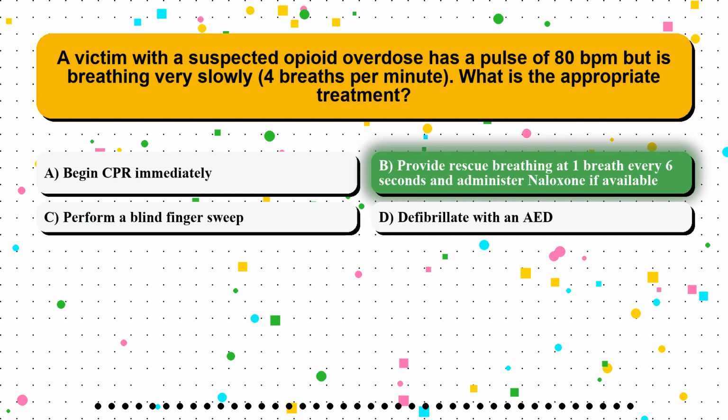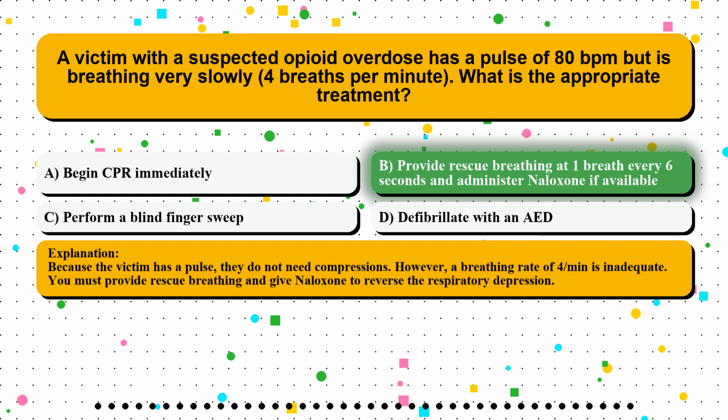The correct answer is option B, provide rescue breathing at 1 breath every 6 seconds and administer naloxone if available. Because the victim has a pulse, they do not need compressions. However, a breathing rate of 4 per minute is inadequate. You must provide rescue breathing and give naloxone to reverse the respiratory depression.